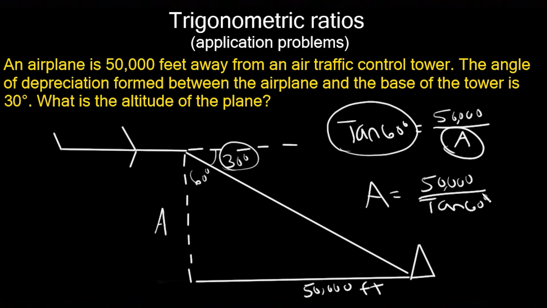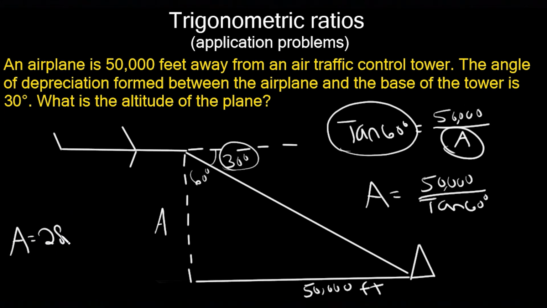So again, I'm going to go ahead and plug this into my calculator. I'm going to round it to the nearest hundredth. So let's see what we get here. So I have to do 50,000, and then I have to divide by tangent of 60 degrees, okay? When you do that, you should get 28,000. So I'm going to go ahead and write it over here. A is equal to 28,000.